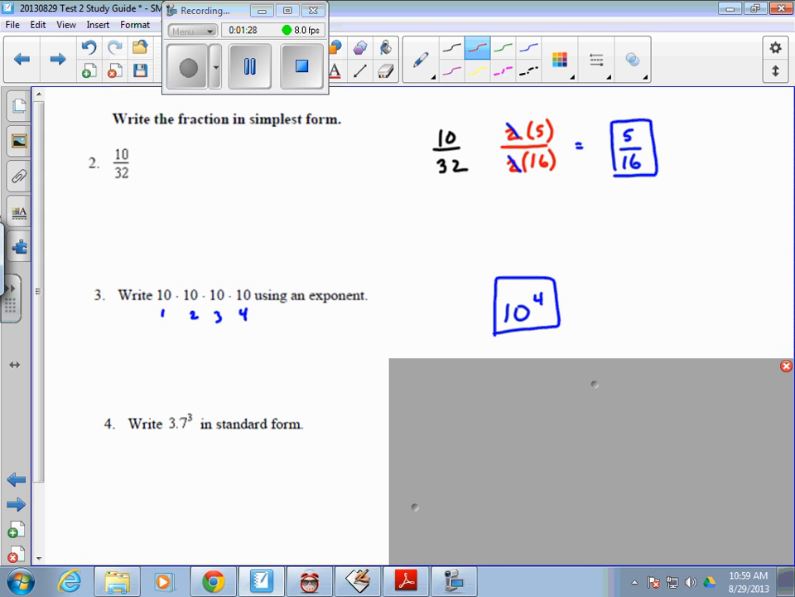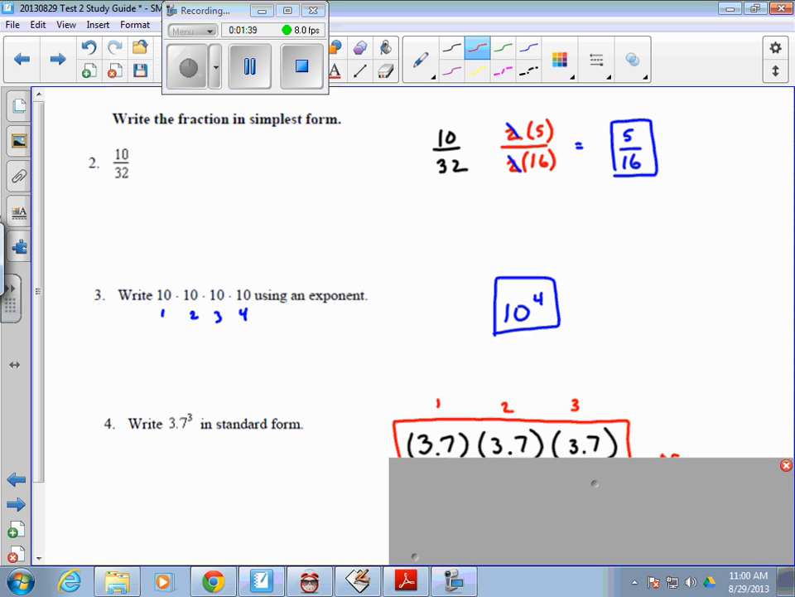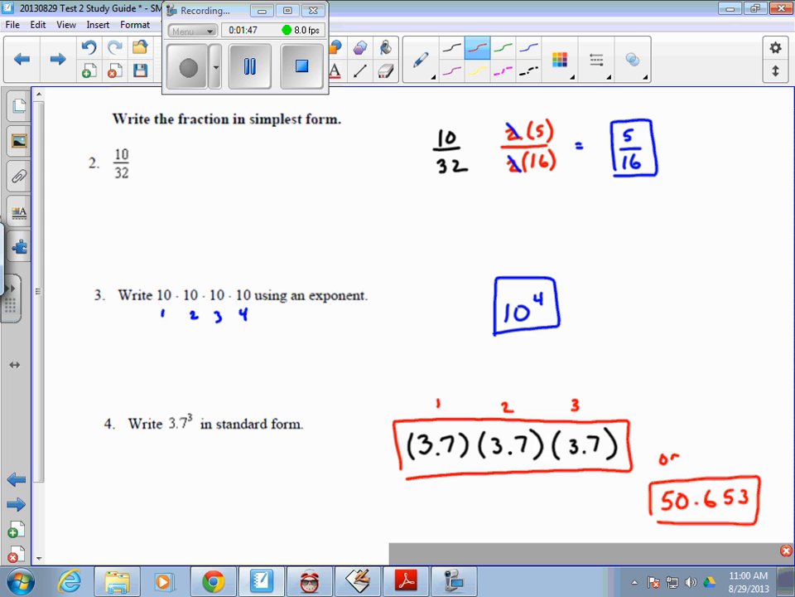Number 4 says write 3.7 to the 3rd power in standard form. So you're writing it times itself 3 times. 3.7 times 3.7 times 3.7 would be considered standard form, or if you went ahead and simplified it when you multiplied them by each other, 50.653.